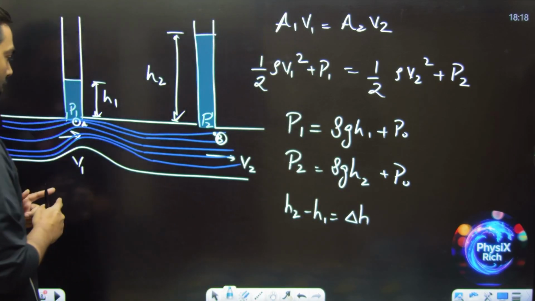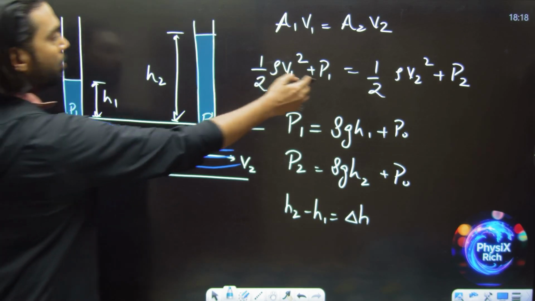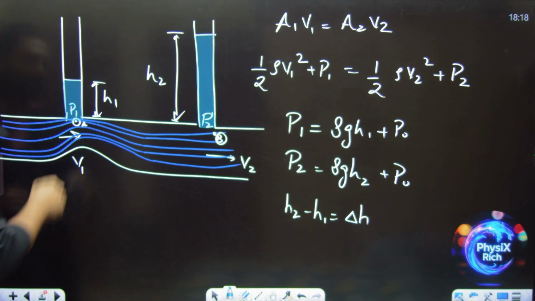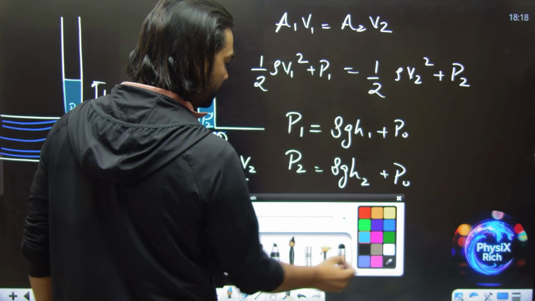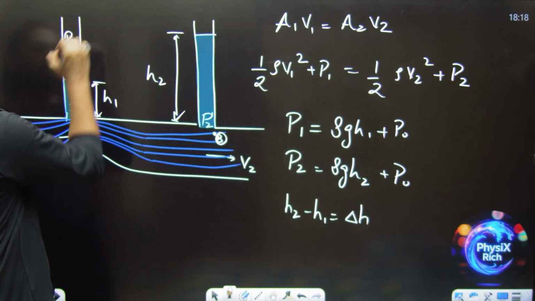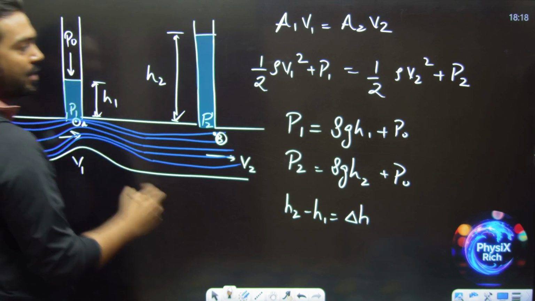Which means, how do we apply Bernoulli's over here? P1 plus half rho V1 square is the expression for Bernoulli's over here, where we understand that this P1 is actually the pressure because of the atmospheric P0 and this rho G H1 and the water column, which is what I have written over here.